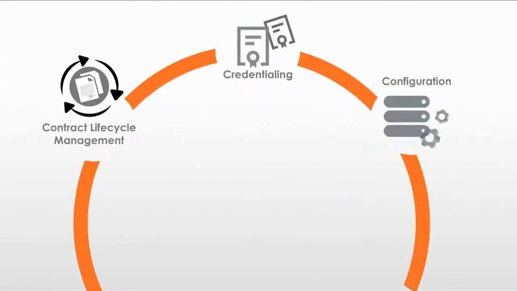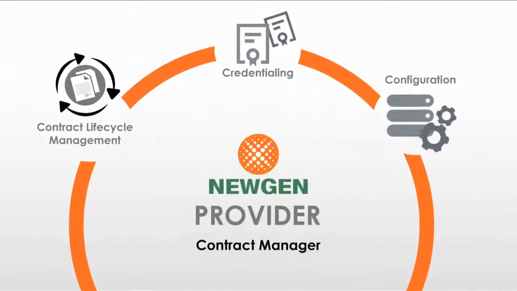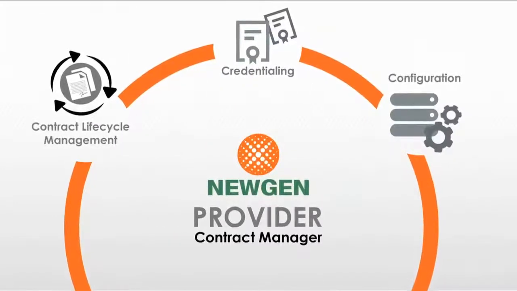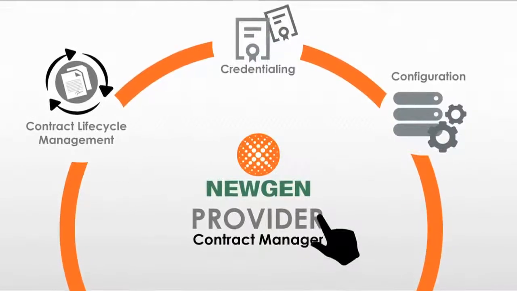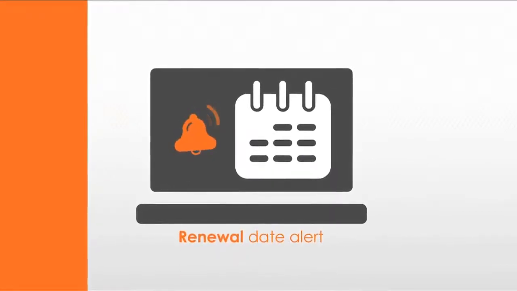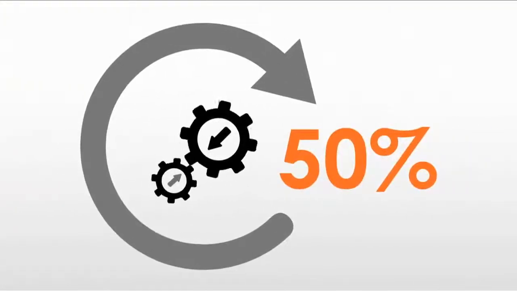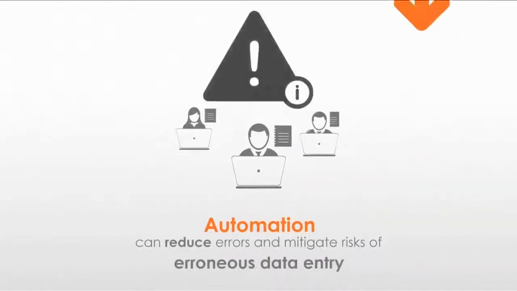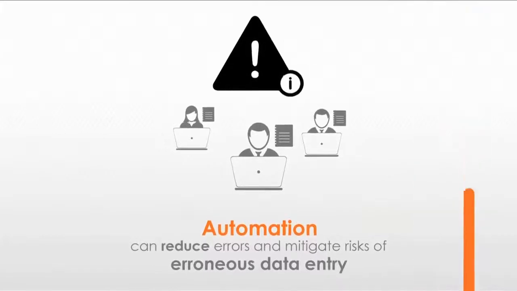With 3 core modules, Contract Lifecycle Management, Credentialing, and Configuration, Newgen's Provider Contract Manager makes it simple and efficient to retrieve a contract at the press of a button. The system automatically generates alerts so that renewal dates are not missed and process compliance is met. This integrated system is designed to reduce turnaround times by 50% or more. The level of automation can reduce errors and mitigate risks of erroneous data entry.